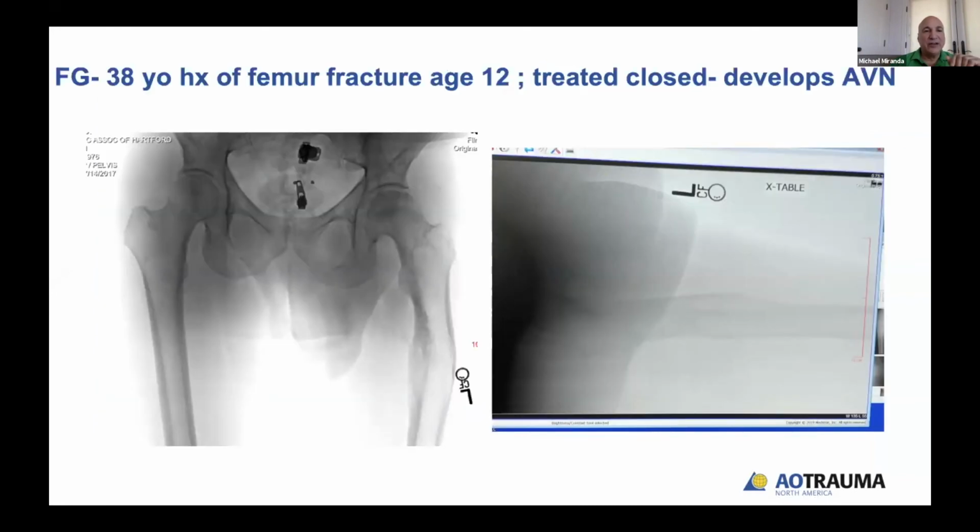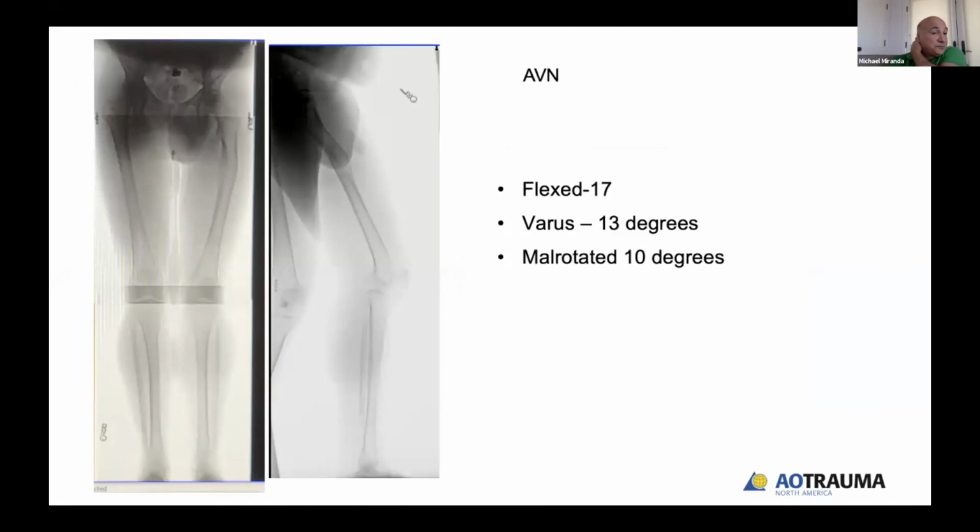This is a young man, 38 years old, who had a history of a femur fracture at age 12. He was treated closed. He developed avascular necrosis, and he was referred by my arthroplasty partner for potential osteotomy in order to resolve his malalignment before proceeding with the total hip. So you can see here he's got some flexion, 17 degrees. He's got varus at 13 degrees, and he's malrotated 10 degrees. It's a relatively minor malrotation, but still, if I'm going to fix it, I'm going to try and get as much done as possible.